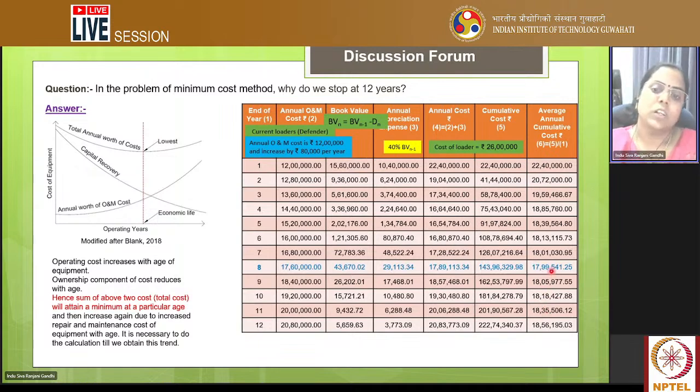So in this problem, why did I continue till 12 years? I just wanted to know till where I will get the particular trend, the parabolic trend. The answer I'm getting at age 8 itself, but I just wanted to confirm that this should be the minimum. That is why I continued for some more years beyond 8, till 12 years. There is no hard and fast rule that you have to go till 12 years. You have to make sure that this is the age at which the cost will be minimum. Till that you are supposed to do your calculations or the iteration.